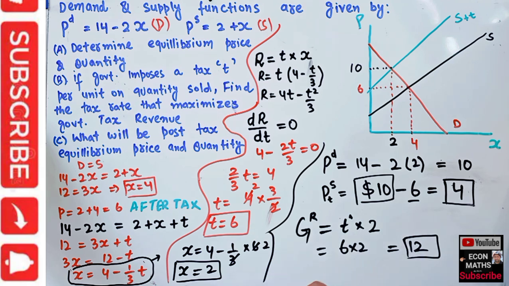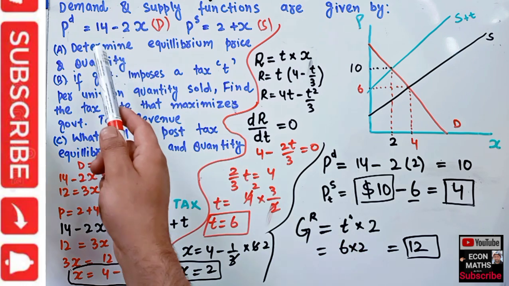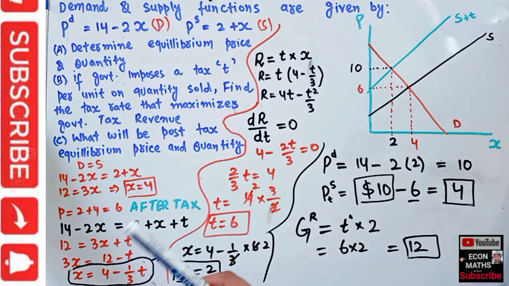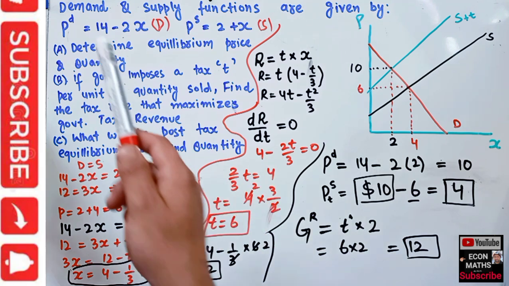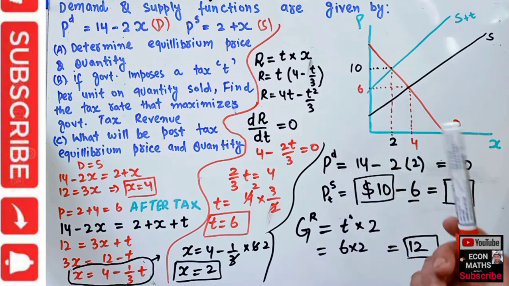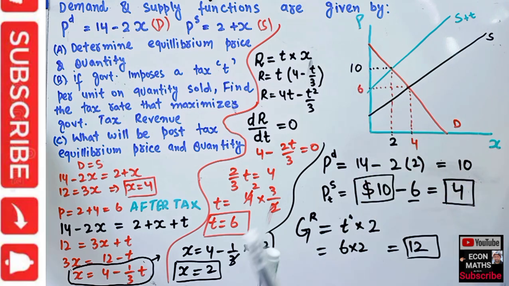So we were told to find the equilibrium price and quantity before the imposition of tax. Simple thing: before the imposition of tax, we equate the demand and supply functions to get the equilibrium quantity as 4 and equilibrium price as 6. So this is 4 and 6. After that, we were told if the government imposes a tax T per unit on quantity sold, find the tax rate that maximizes government tax revenue.